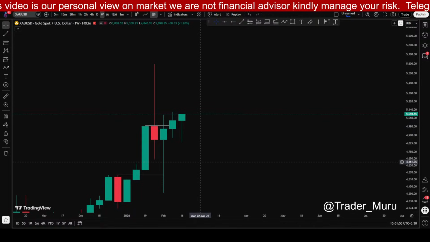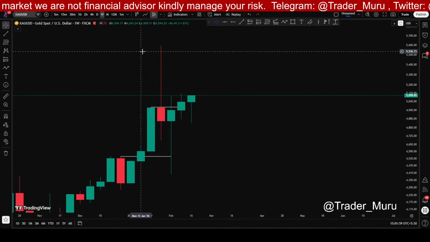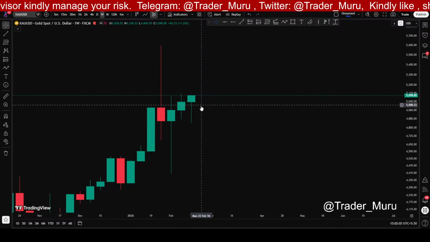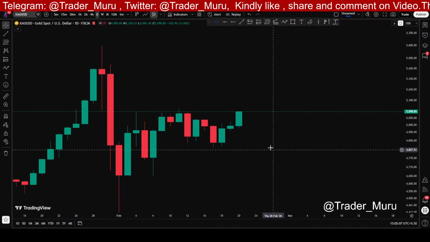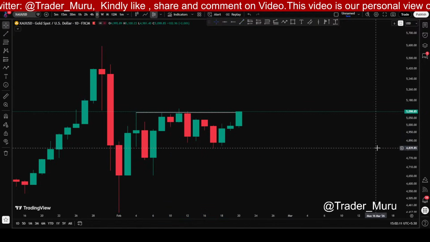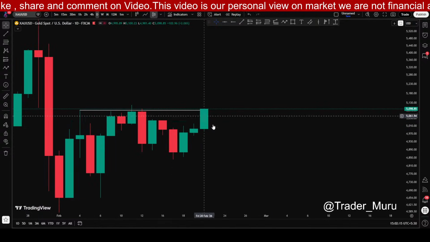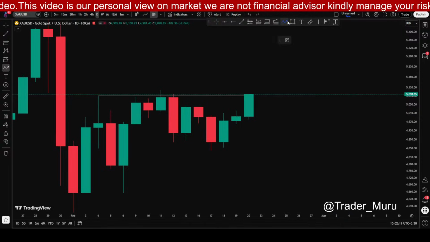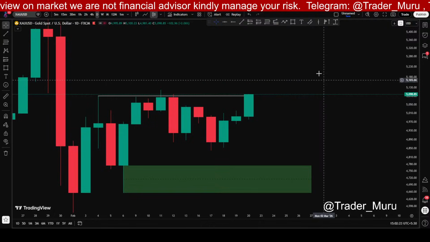Okay, so let's start. After this breakout, gold is bullish and the weekly candle is also closing in a bullish direction. On the daily time frame, price is giving us a breakout structure. So now this is our market structure shift. Even if gold drops to this area, it can be a buy.